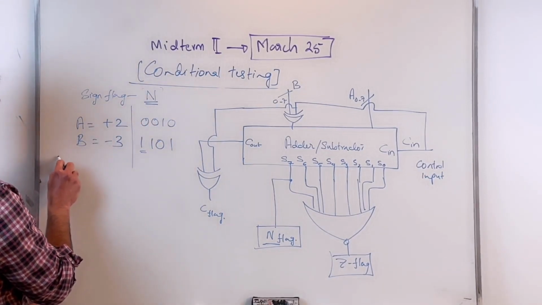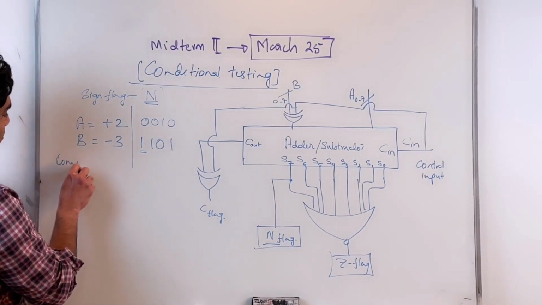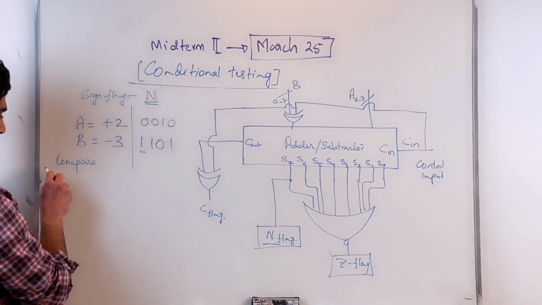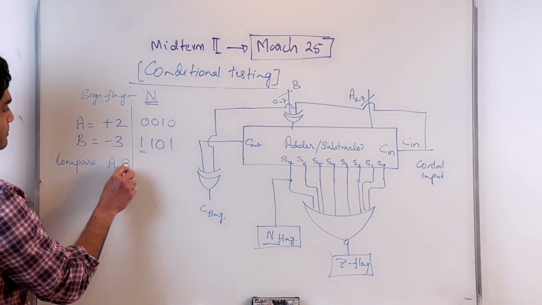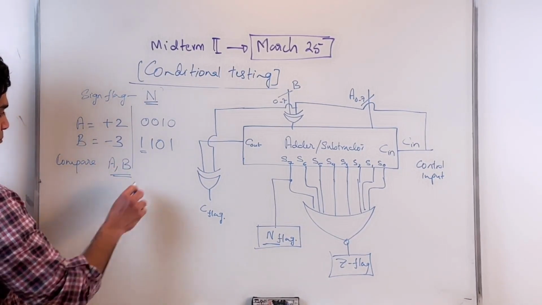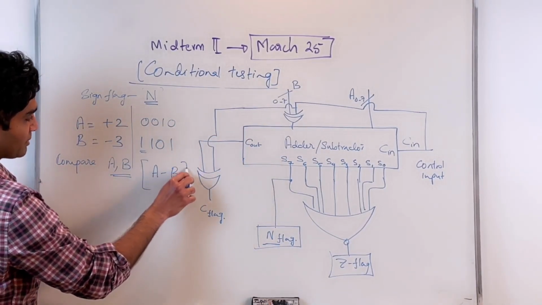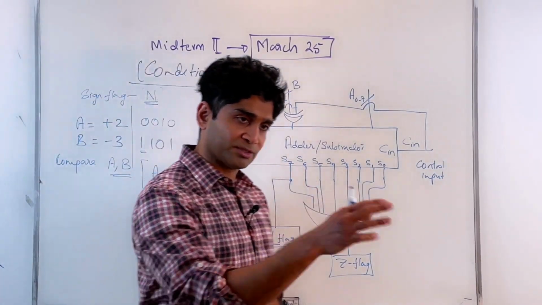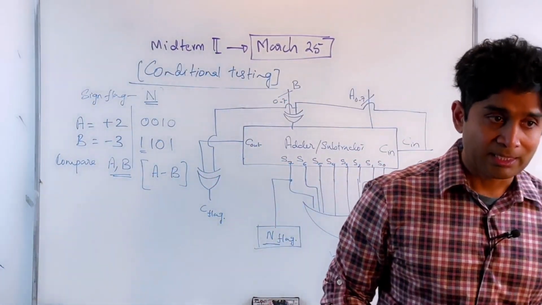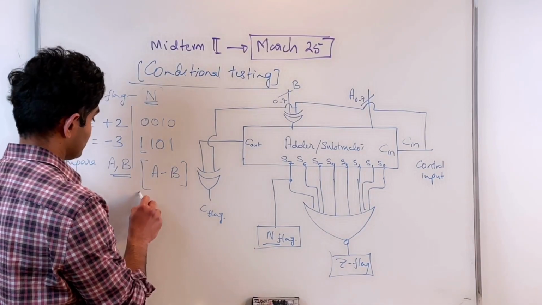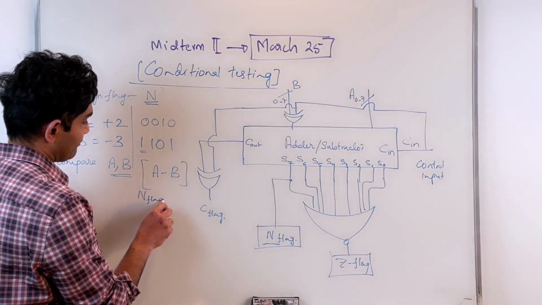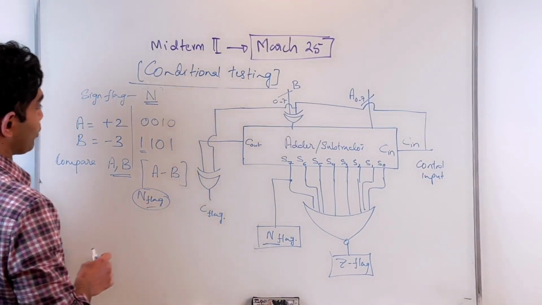Now, can I rely on my N flag to make a decision between A and B? Let's say I want to write a program, and one of the statements is compare A and B, in which case in the hardware I'm doing an A minus B operation. That tells the hardware to do this A minus B operation first, and then look at the N flag.